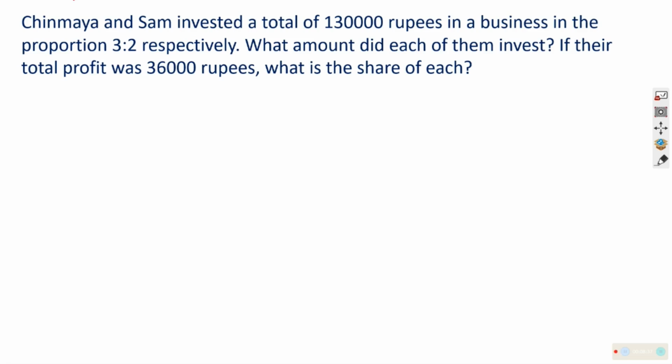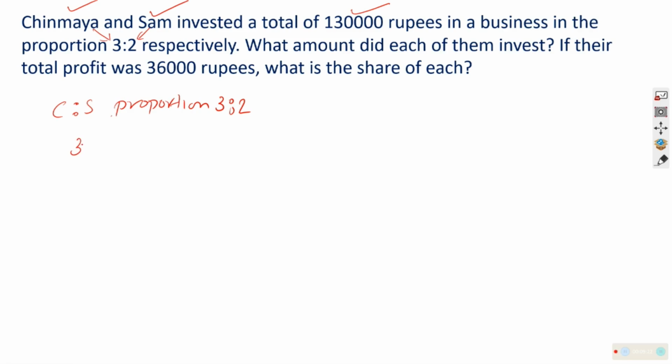अभी इधर क्या हुआ है? 2 जन है. One is Chinmaya and Sam. दोनों ने मिलके 1,30,000 rupees invest किया, capital बनाया, start करने के लिए. But the proportion is 3:2. If there is 5 rupees, 3 rupees invested by Chinmaya, 2 by Sam. So naturally, the profit also will be shared in that ratio. Understood? So the proportion of Chinmaya to Sam is in 3:2 proportion. Correct? So profit also should be shared in the same proportion. That means it will be a multiple of 3 and 2.